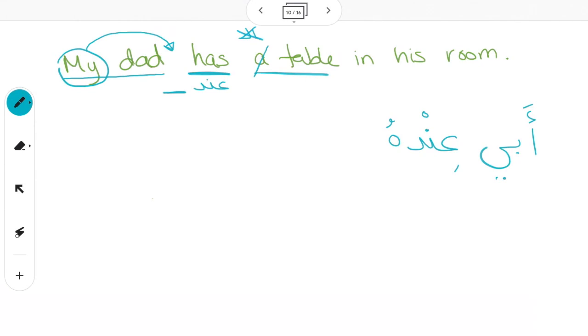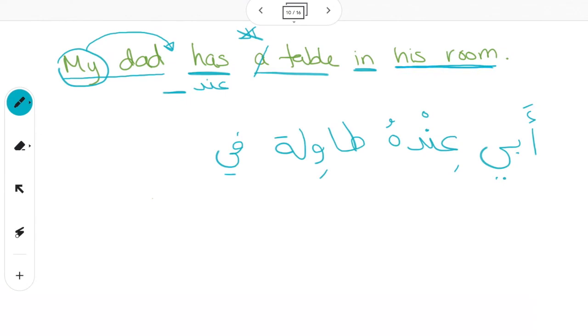So the word for table, what's the word for table? If you're struggling with vocab, look at the vocab Quizlet from 130. طاولة. It's a feminine word. In. في.